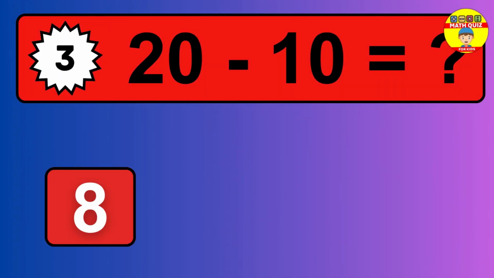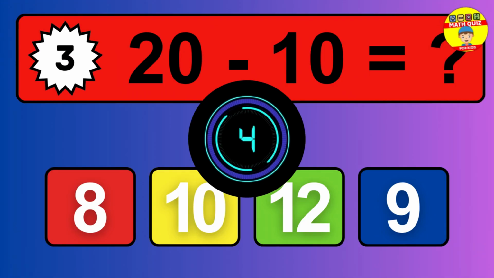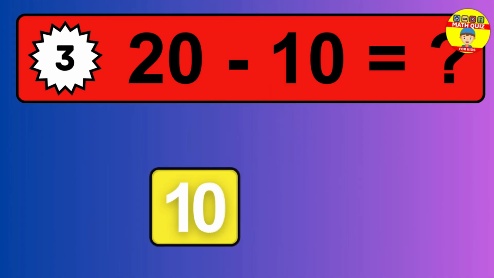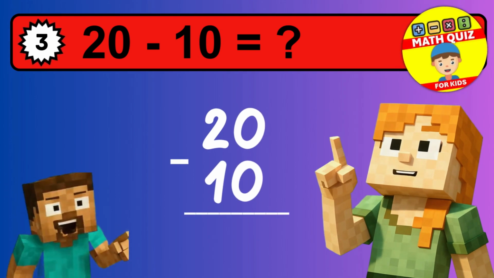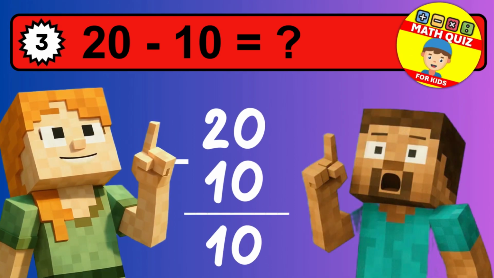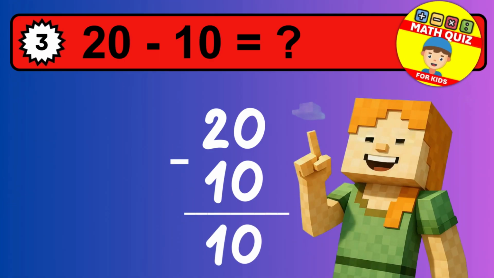What is 20 minus 10? Time to think. Let's solve this step by step. We start with the units. 0 minus 0 is 0. Then we go to the tens. 2 minus 1 is 1. The final answer is 10.